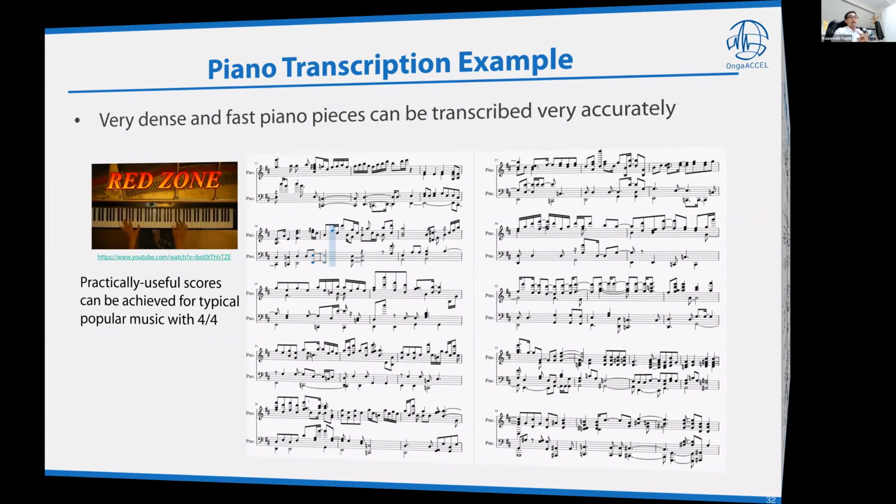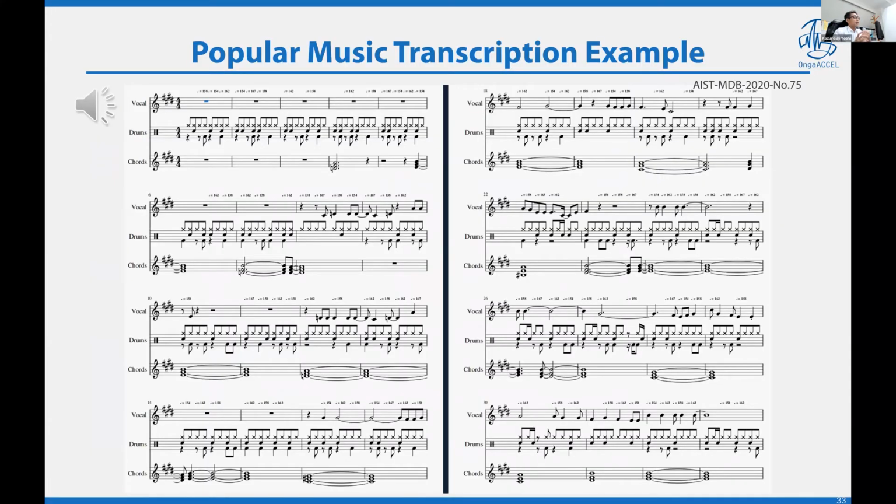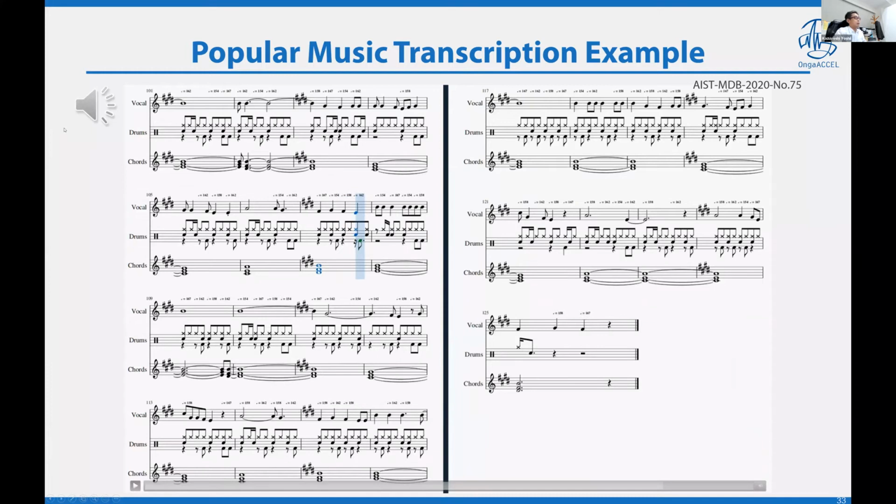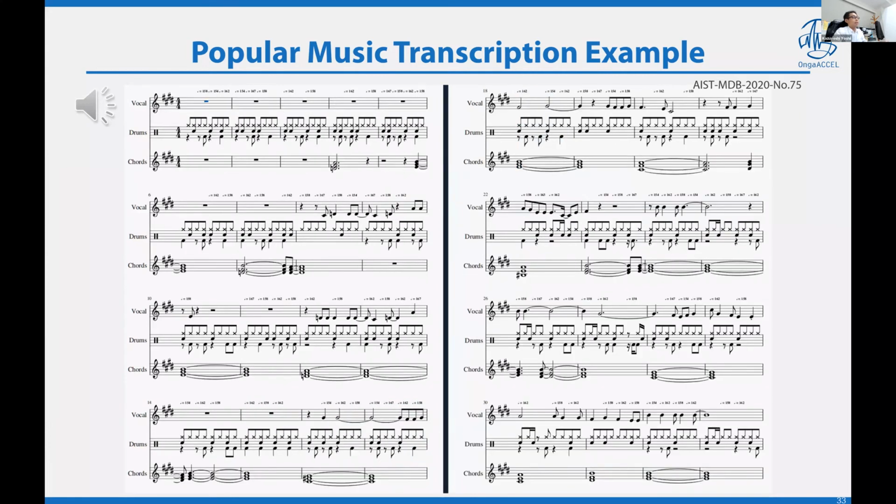Okay, and using the vocal, drum, and chord transcription methods together, we can develop our popular music transcription system. So this is an example. Yeah, like this. So we are now working on dealing with more various kinds of musical instruments, some of which might not be registered in the dictionary at once.